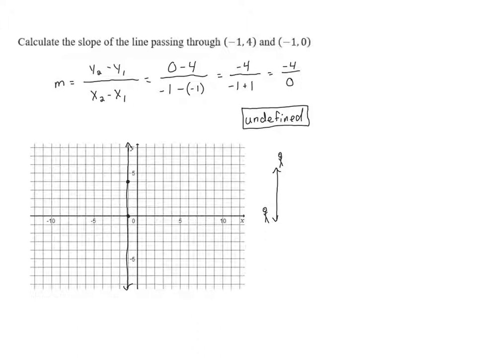So in a situation like this, we just say that the slope is undefined. So if we ever have a vertical line, the slope is undefined. And if we ever do the calculations to see that the slope is undefined, that also tells us that it is a vertical line.